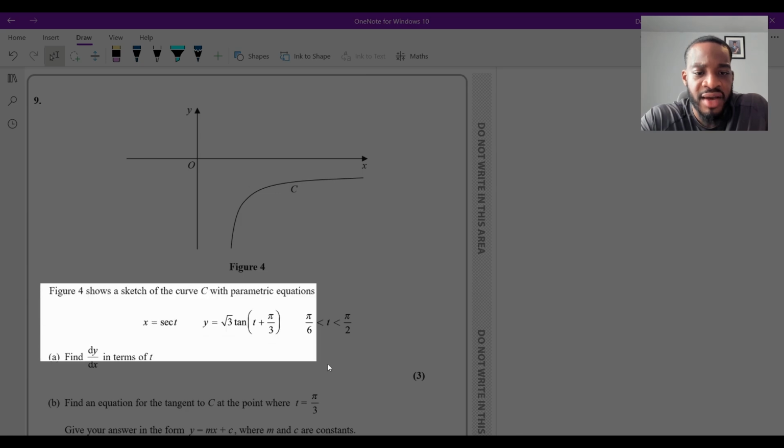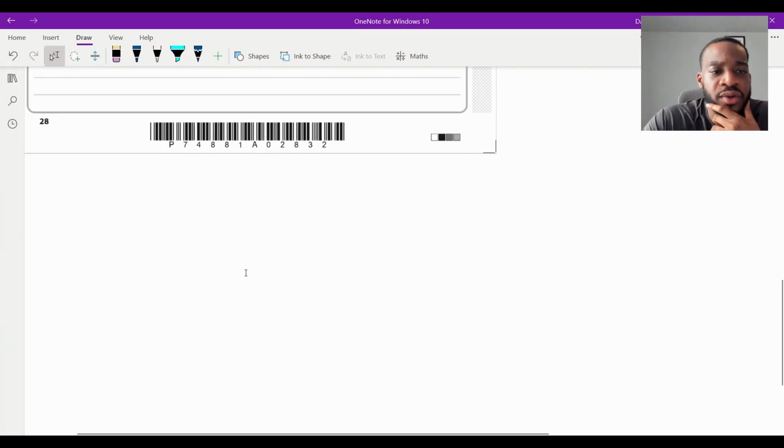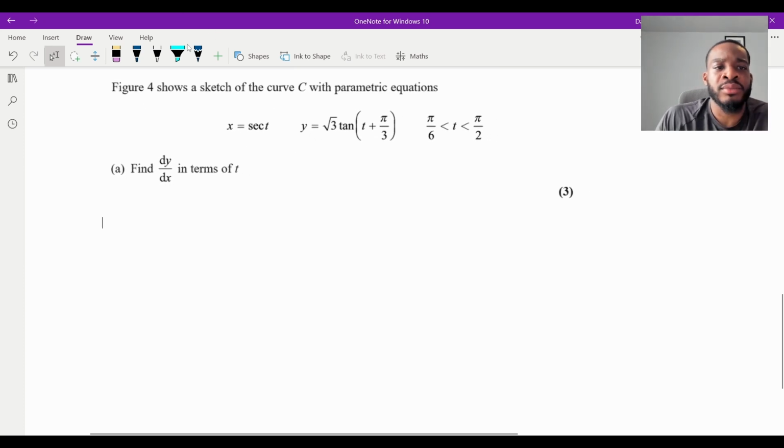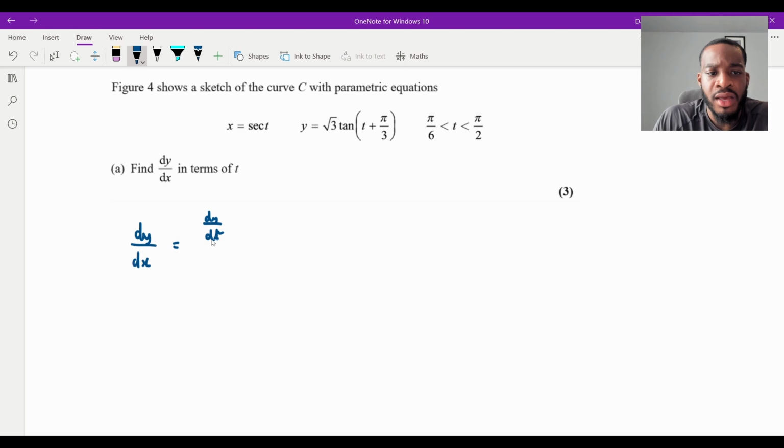So I'm going to grab everything I need to do that. When you're dealing with parametric equations, just remember this. It's just a chain rule, but I always do this: dy/dx is equal to dy/dt divided by dx/dt. So just find both of the derivatives for x and y, divide them, and you're done.